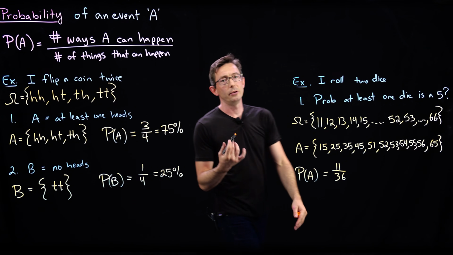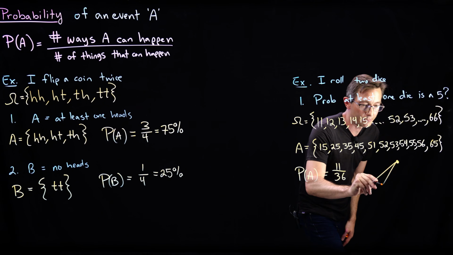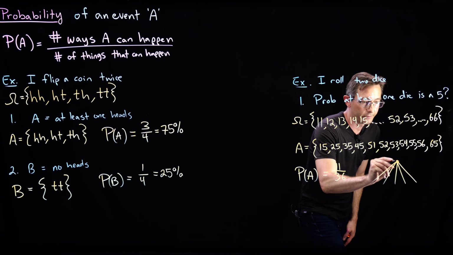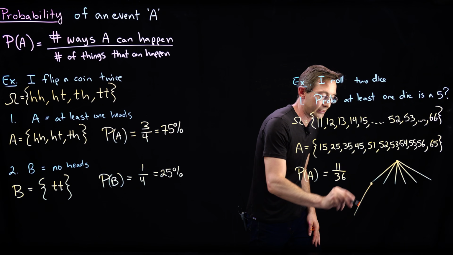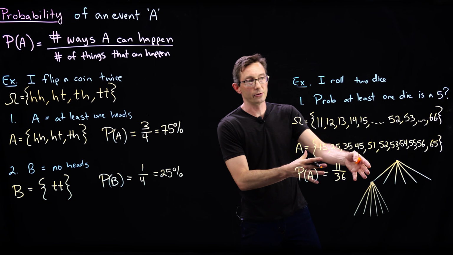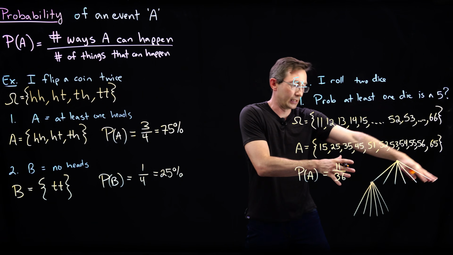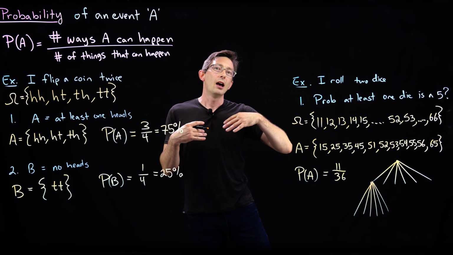Another way to do this would be, I could draw a picture. I could say, well, I have 6 possibilities for the first die, and then for each of those, I have 6 more possible outcomes. So each of these, if I drew it correctly, would have 6 more, and I could count that way. That's another way to do it.